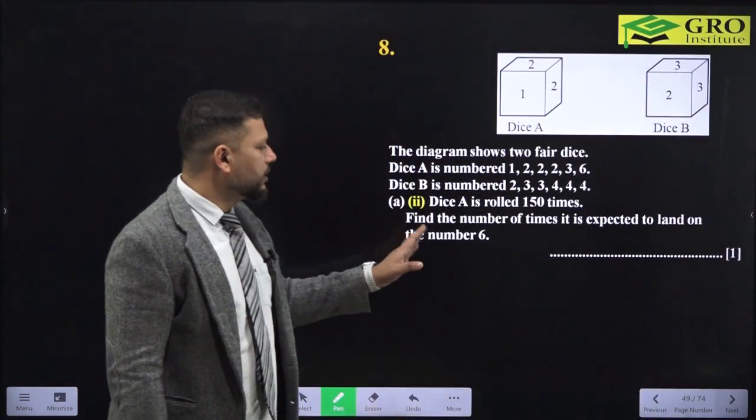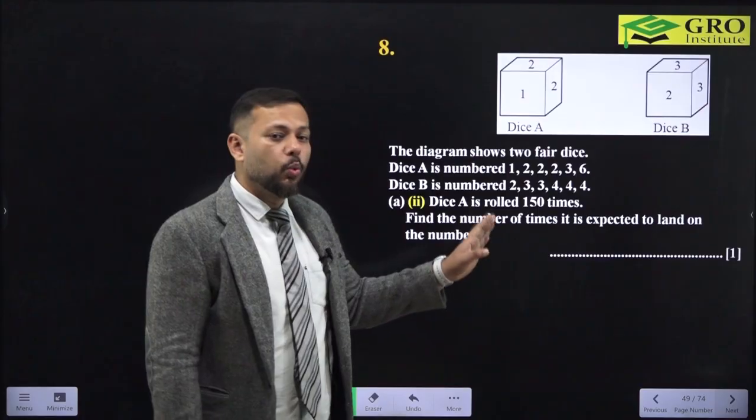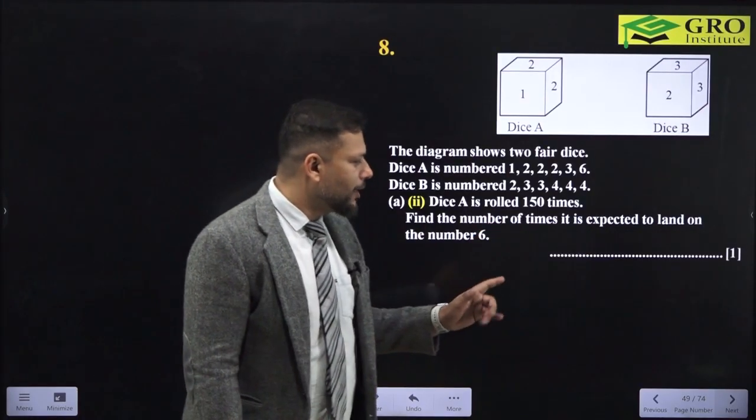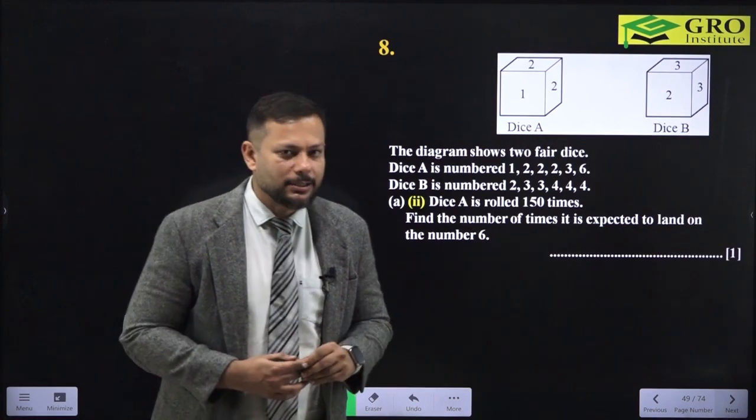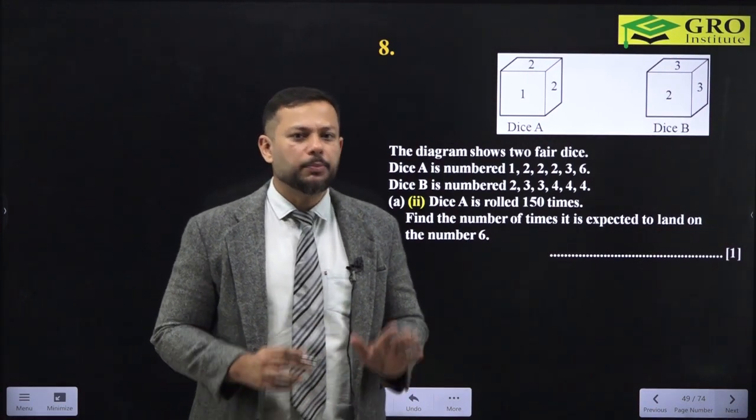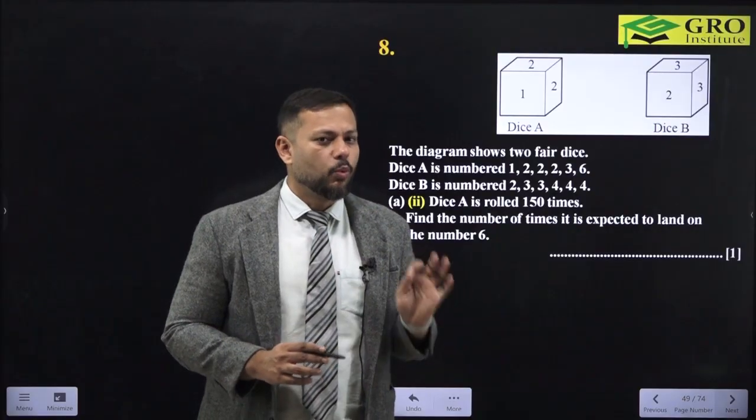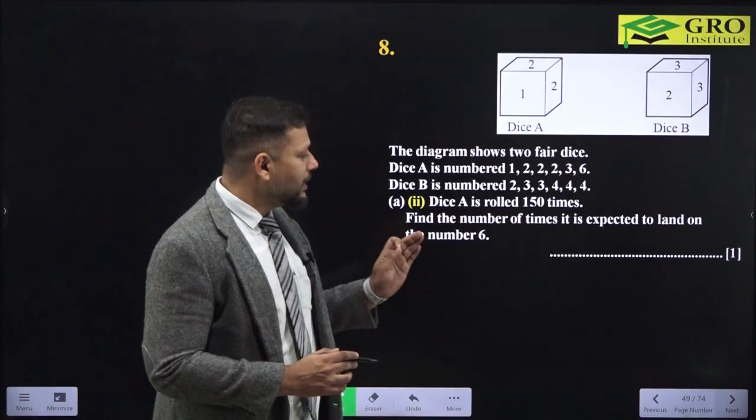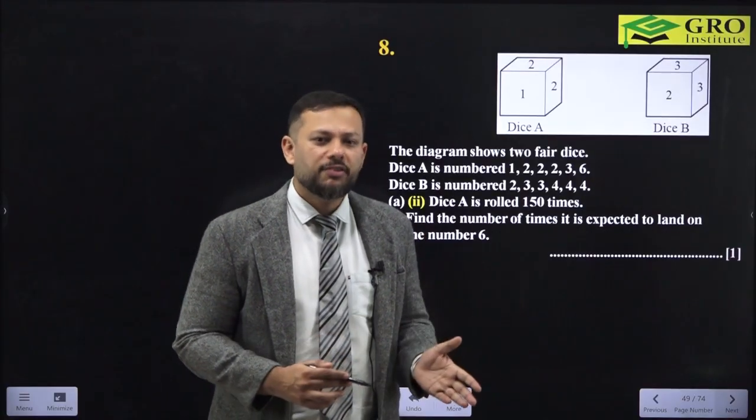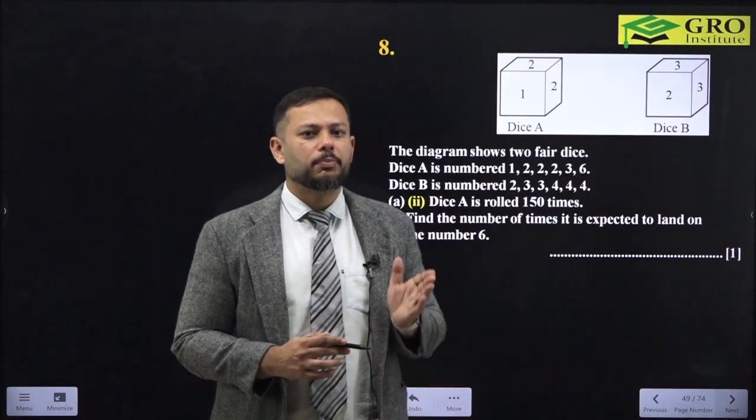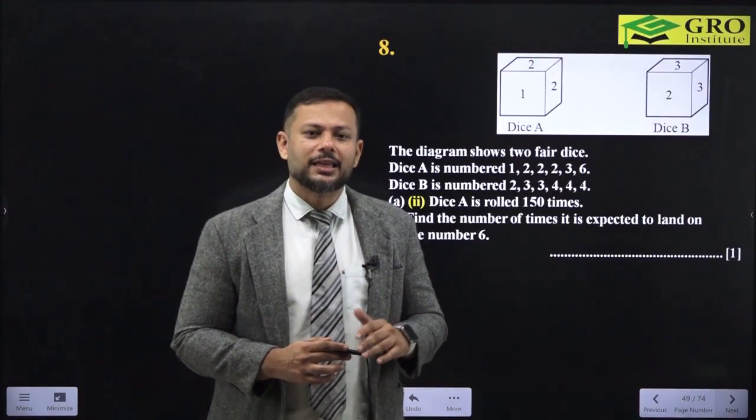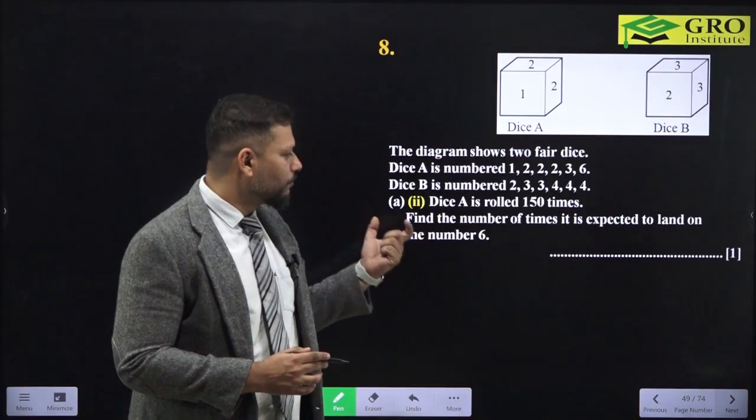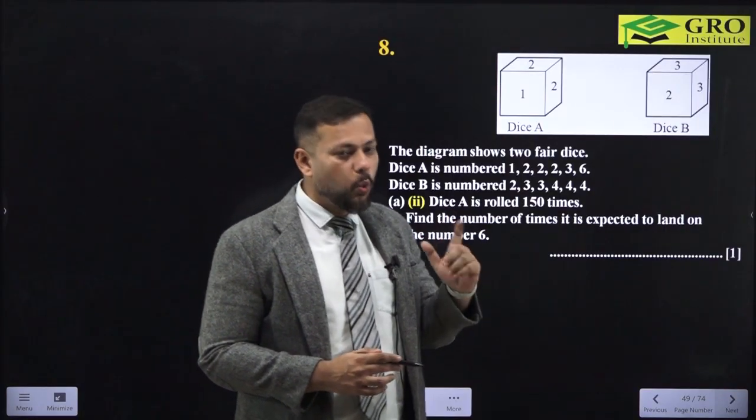Sub part 2: dice A is rolled 150 times. Find the number of times it is expected to land on the number 6. We already know the probability of getting 6. It is 1 by 6. And how many times is dice A rolled? 150 times. So we will multiply the probability with 150, and the product will give us the number of times we expect to get 6 when dice A is rolled 150 times.